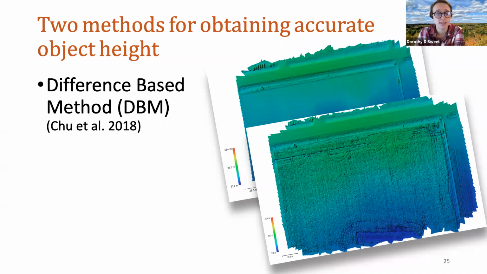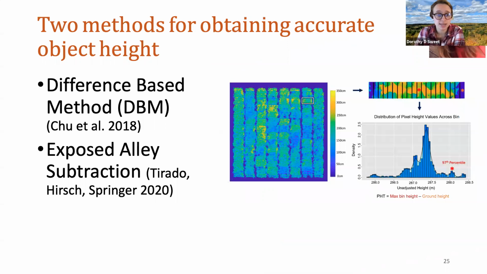processing is finished. Exposed alley subtraction is another method which was developed by Sarah Tirado while she was here at the U. But this method only works for plots in which there are alleys surrounding them. The alleys can be identified with classification systems, and then the pixel values of those alleys will serve as the ground value for all of the bordering plots.